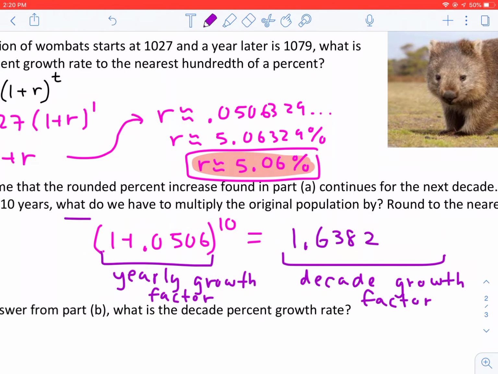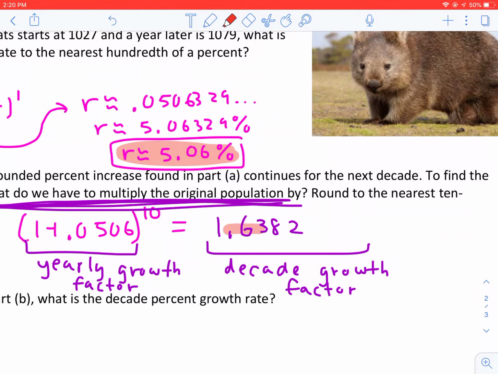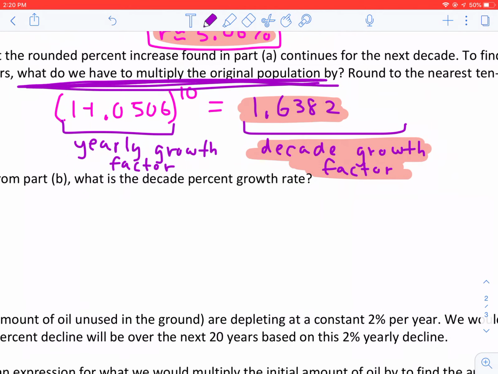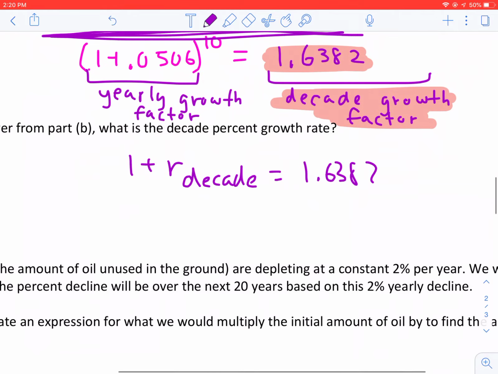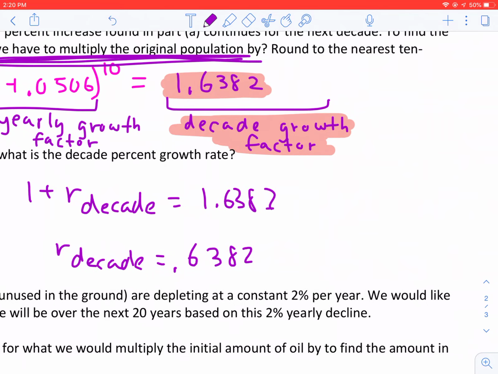So what do we have to multiply the original population by to find what it's going to be after 10 years? This is our answer. 1.6382, and what we found is called the decade growth factor. It's what we multiply by. So to get the decade percent rate, 1 plus the decade rate is equal to 1.6382, which means our decade growth rate is 0.6382.